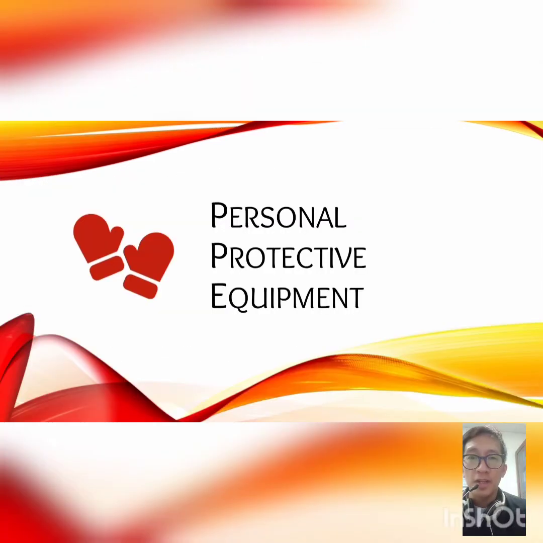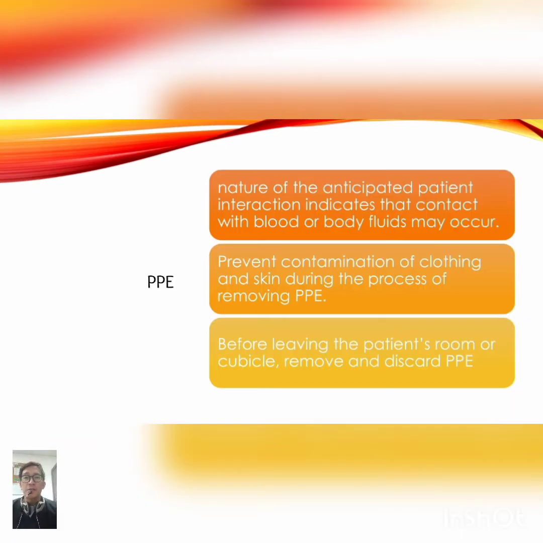The next component is your personal protective equipment or your PPE. Your PPE is based on your risk assessment, depending on the nature of the anticipated patient interaction, which indicates that contact with blood or body fluids may occur. So it depends on your risk assessment or possible exposure to certain patient care activities on which type of PPE that you're going to wear.